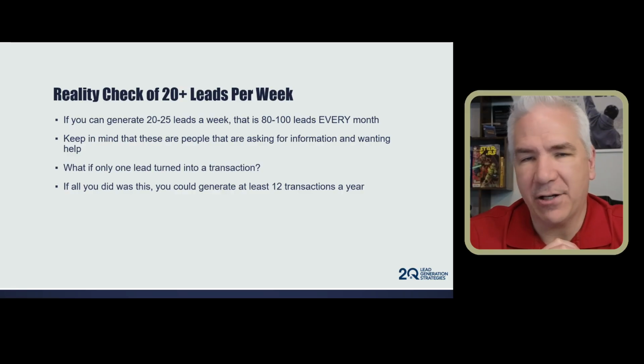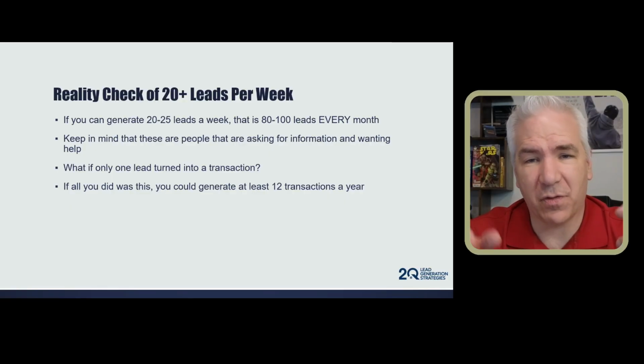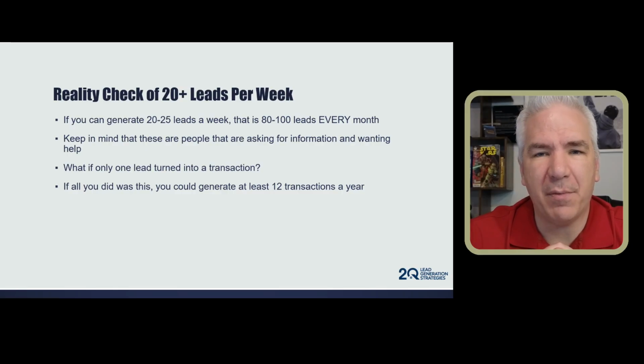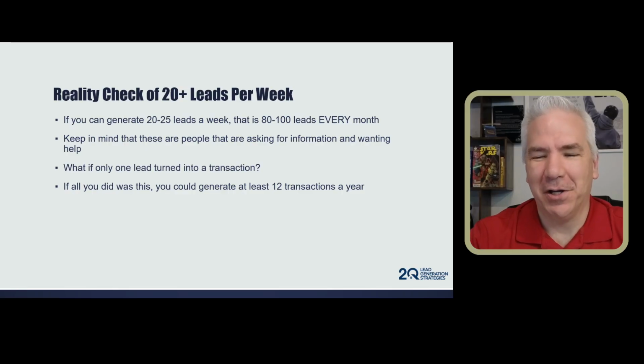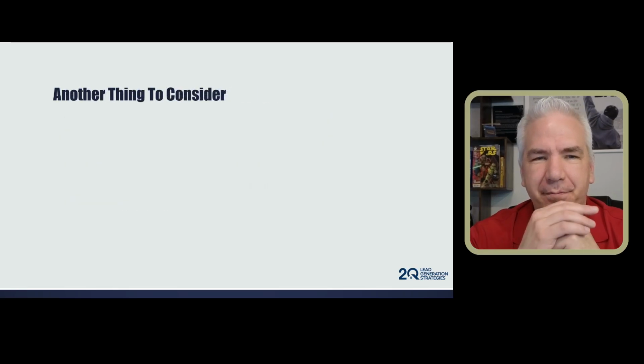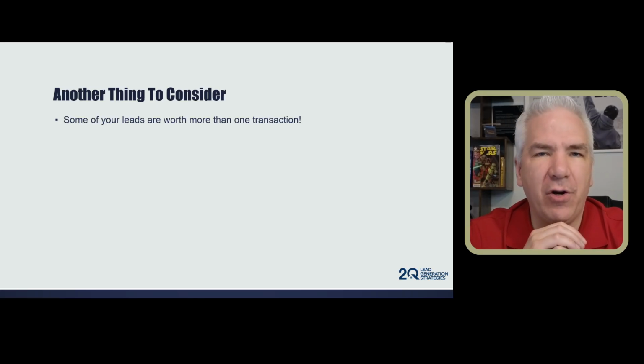Okay. The National Association of Realtors, they say that the average is, I want to say, 8 transactions a year. So congratulations with one very simple thing. You just became above average. So congratulations, right? Now, it gets better. So the reason why it gets better is because some of the leads that we generate are going to turn into more than one transaction.